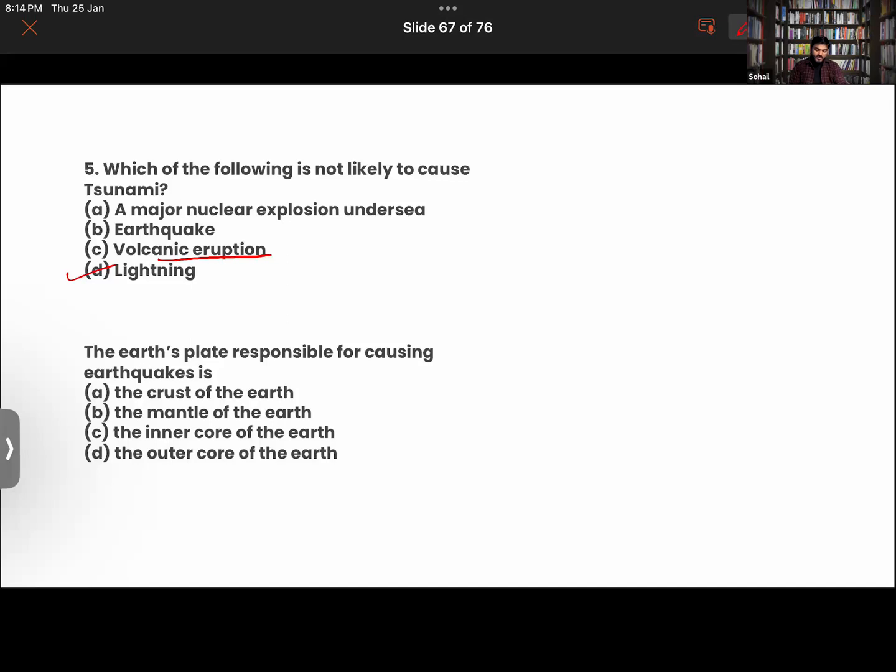Earthquakes: the plate responsible for causing an earthquake is the crust of the earth.